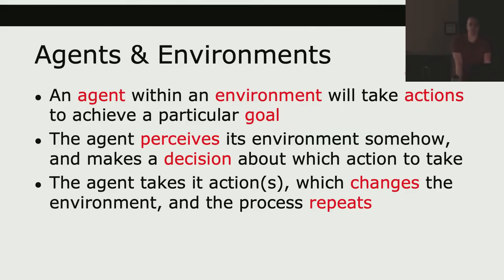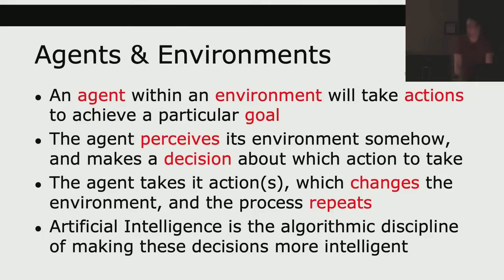And then typically, with these problems, it's not just a single step. We'll take an action, and then at the new state, we'll do another thing. And so this process repeats and repeats. So artificial intelligence really is the algorithmic discipline of making these decisions more intelligent. And intelligence here essentially is a measure of achieving goals, right? So if it has achieved the goal, we deem that to be pretty good as an evaluation measure.